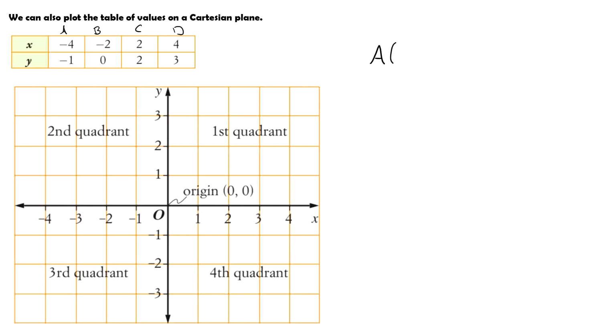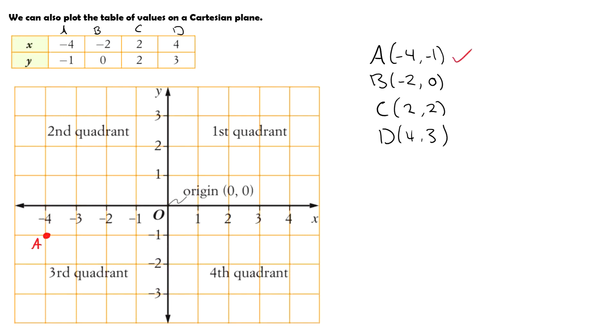So A is -4, -1. B is -2, 0. C is 2, 2. And D is 4, 3. Now that I know that, I can actually go and plot these points on our number plane. So if I'm looking at -4, -1, I go across to -4 and then go down to -1. So there's going to be a point here. That's my point A.